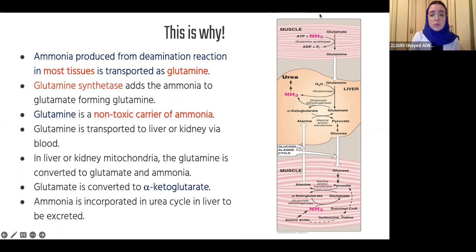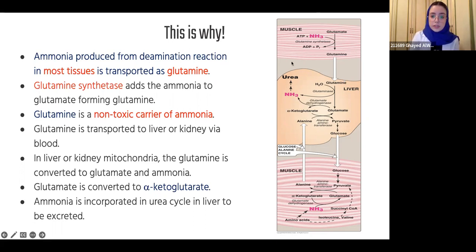Now, like we said, ammonia is toxic, so ammonia can't be in the blood. In order to transport ammonia to where the urea cycle happens, we need a carrier that is non-toxic. Let's say we have ammonia in other tissues of the body. How do we bring it to the site where the urea cycle takes place? We convert it into something non-toxic, and that something is glutamine. This could come as a question for you guys. Glutamine is the non-toxic carrier of ammonia, the way we transport ammonia into the liver where the urea cycle takes place.